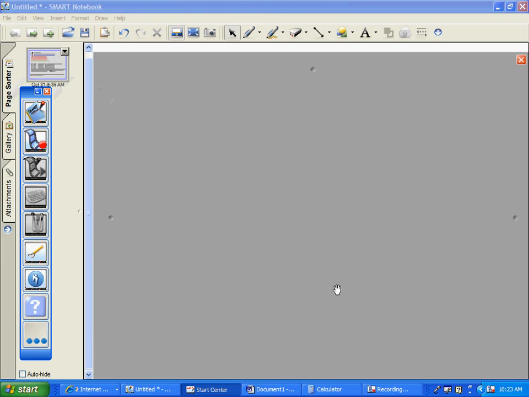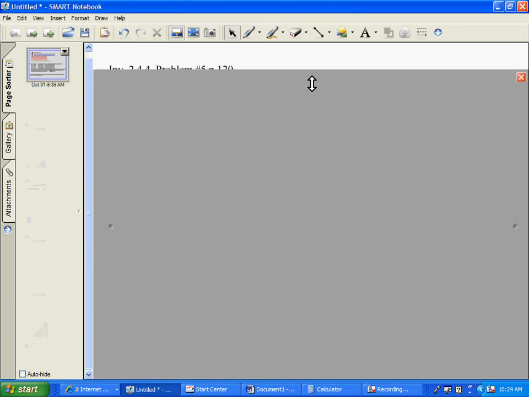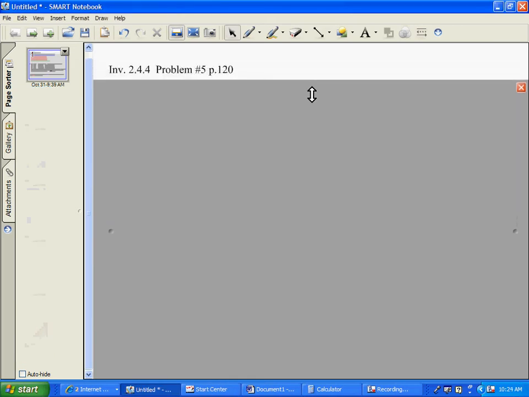We will now be looking at Investigation 2.4.4, problem number 5 on page 120. In this particular problem, you are going to be looking at the typical handspan of the students in our class.